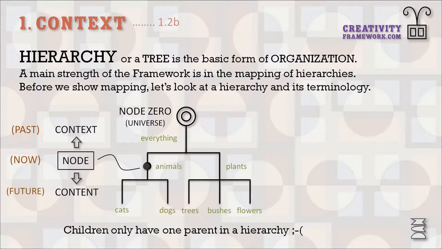So this thing is called a node. Any of these lines here, they're nodes. And the definition of content and context becomes very straightforward if we imagine this as being the node. The content is what's underneath, below. The context is what's up above. So what's the context of trees here? Yes, indeed, plants. In this diagram, the context is plants. Trees might also be categorized somewhere else in a different context.